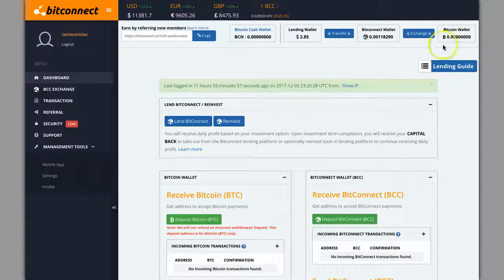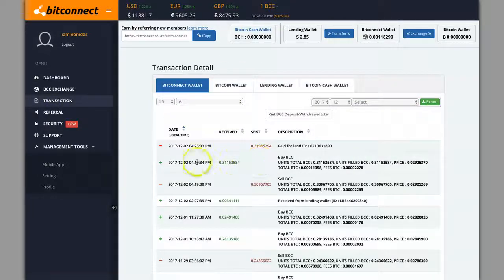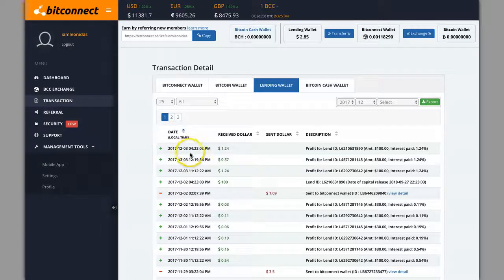So I'm gonna buy some more Bitcoin here in a bit, but I just wanted to show you this quick little update. Go to my transactions, show you what's been going on. Lending wallet, you can see all the interest payments. Yesterday, on the third, we had three interest payments: $1.24, 37 cents, $1.24, boom.